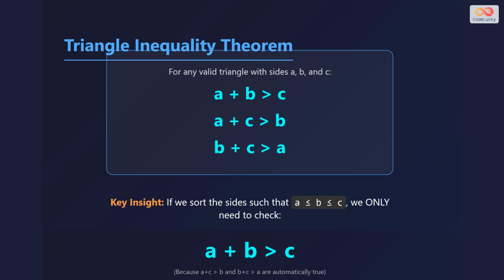If we sort the sides so that A is less than or equal to B, and B is less than or equal to C, we only need to check one condition. A plus B is greater than C, the other two conditions are automatically satisfied.